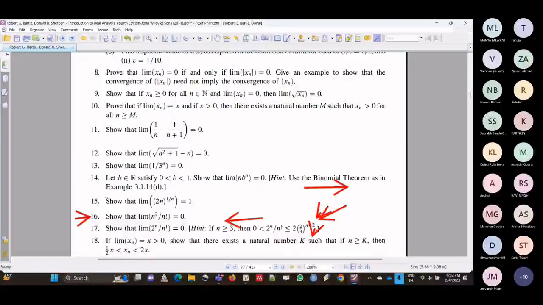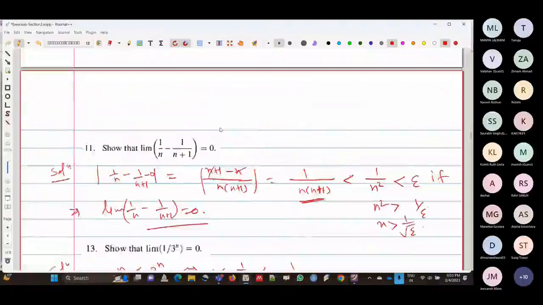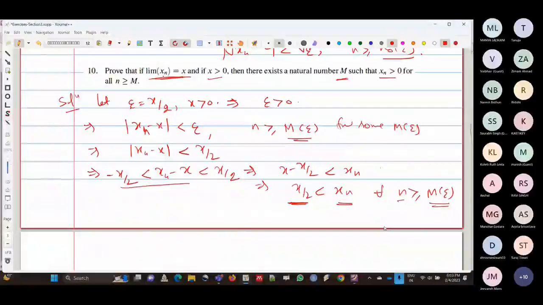18th question is very similar to question number 10. There, this first part we proved. On the other side you can see 2x is there. So let me show you where we did. Here we did: x n is greater than x by 2. And you add x on both sides, so you will be getting 3 by 2 times x. And this is always less than 2x. So like this you can write.